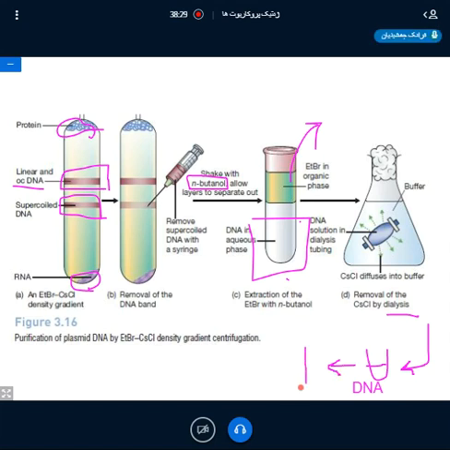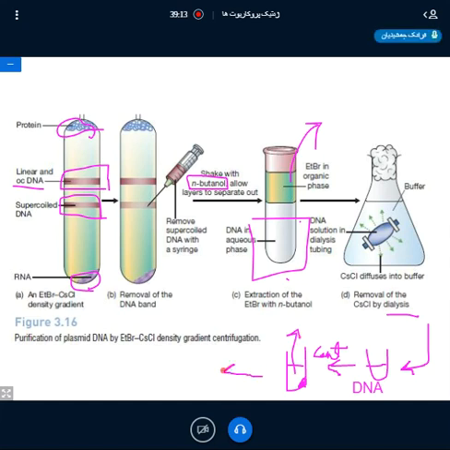Okay, what will happen if we add cold absolute ethanol? The DNA will go down. We have a pellet of DNA. We should centrifuge at high speed, so the DNA will go down, and we have a pellet of DNA. And in the supernatant we have ethanol. We will remove the ethanol and let it dry. I told you we should let it dry.